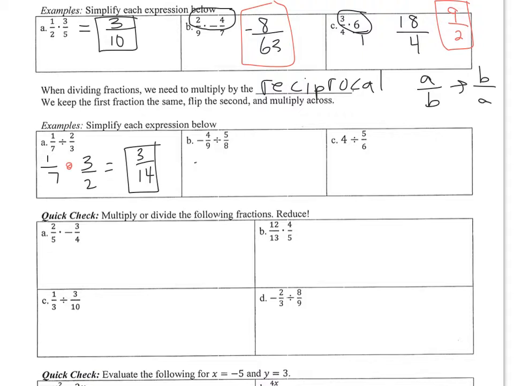So letter B, it's negative 4/9 times, flip this over, 8/5.